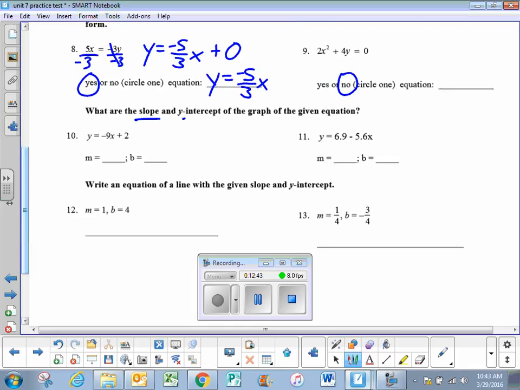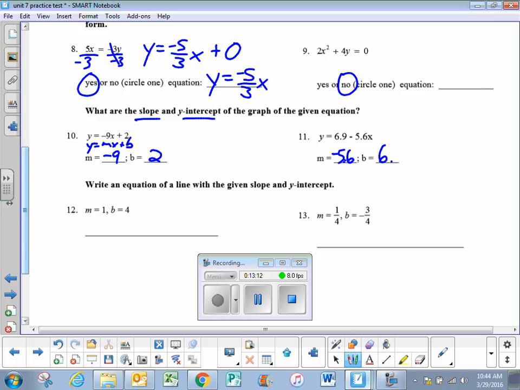What are the slope and y-intercept? Well, what's my equation? Y equals mx plus b. What's in the place of m? Negative 9. What's in the place of b? What's in the place of m here? Negative 1 by 6. Yep. 5 by 6. That was just to make sure you understood it's the coefficient of x that is the slope, not the order. Okay, so don't get fooled by that.